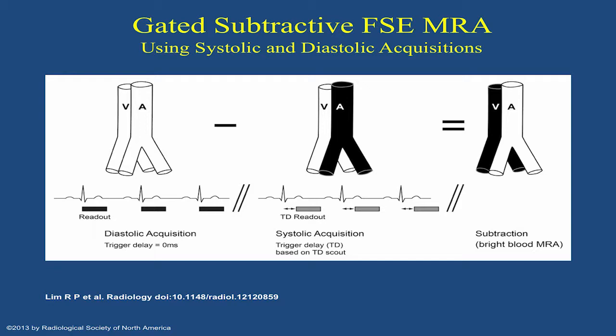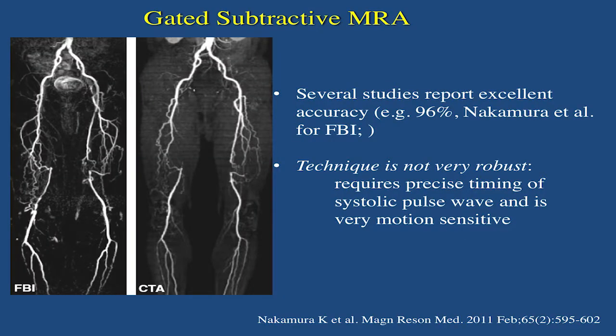Then the gated subtractive fast spin echo approach, where you acquire a diastolic acquisition where the blood is flowing slowly. On a fast spin echo image, we'll have higher signal. On a systolic acquisition, it's lower signal, you subtract, and you get very nice images, as shown here, that can be competitive with, for instance, CT angiography. Dr. Miyazaki really pioneered this work, and it's used at a lot of sites available commercially. And several studies have reported excellent results. Our own experience has been that this is a very tricky technique to use. We have not had consistent results, and we don't use it anymore.